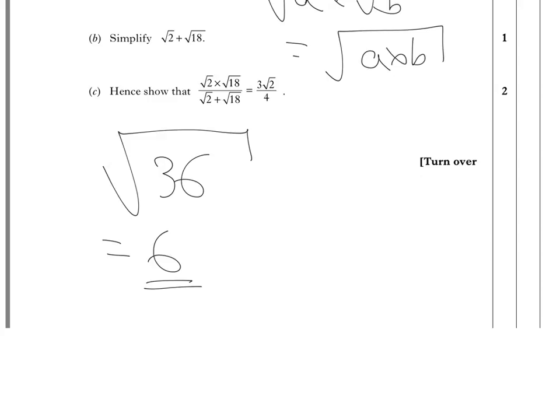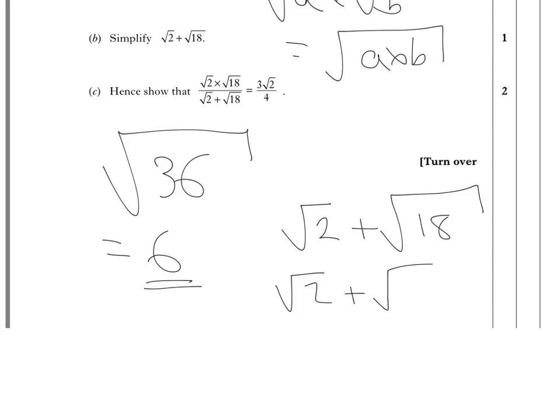Part B, simplify root 2 plus root 18. Well, root 2 can't be simplified, but root 18 can be. So for simplification of surds, I talked about previously, write down all your square numbers between 1 and 100 and take out the one from the list which is the biggest factor. So for this one, that's 9. Square root of 9 is 3. So that's root 2 plus 3 root 2.